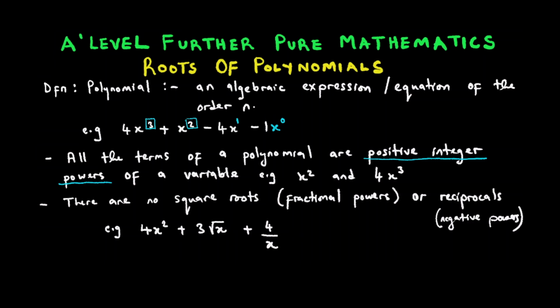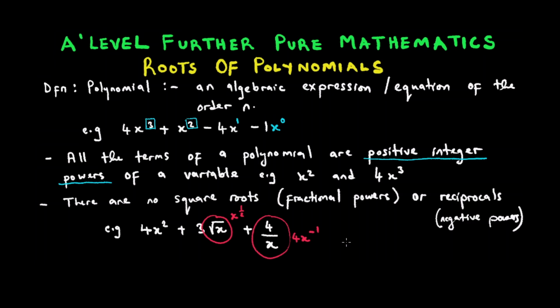Why isn't it a polynomial? Because it has this part. This part can be expressed as x to the power half, so it has a fractional power. Secondly, it has a reciprocal, because this part can be written as 4x to the power minus 1. So that is a key characteristic of what a polynomial is: positive integer powers.